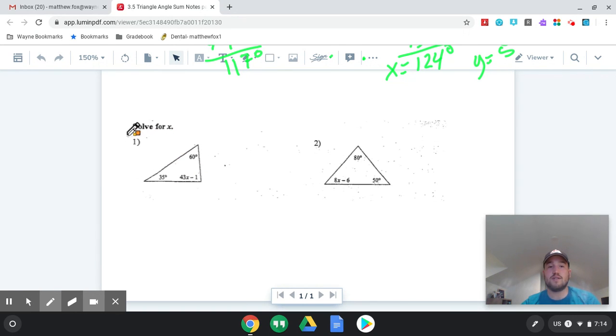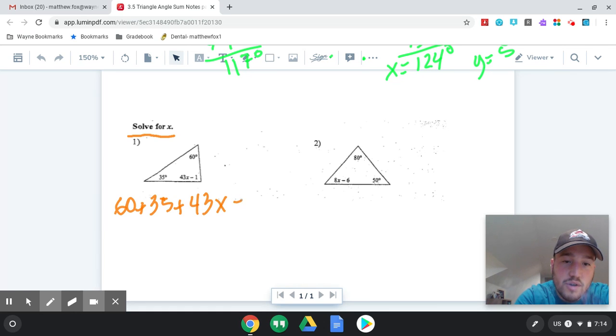Now in this case, the directions tell us to solve for x. We're not finding what this angle is. We're finding what x would be that would make that true. All we have to do is add those three together and equal them to 180. So we can do 60 plus 35 plus 43x minus 1 equals 180. At this point, it's just an Algebra 1 problem.